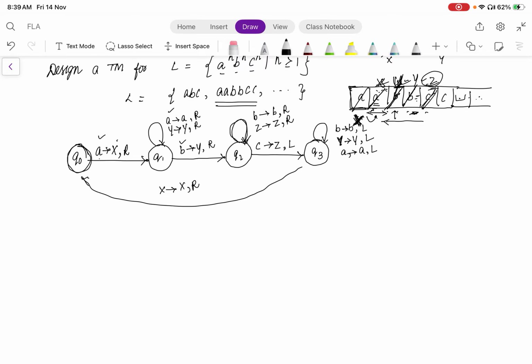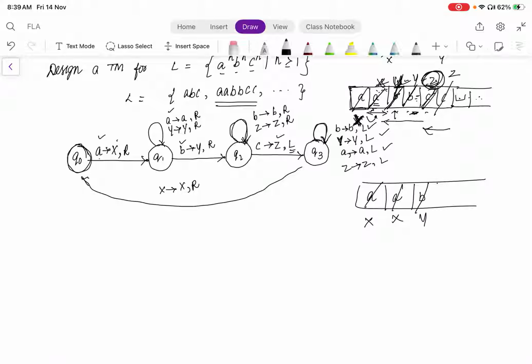Keep moving right until we find another c. So c, replace that c with z and move left. Now we are coming back left, and while coming back you can have any number of z's also. We wrote the transition for any number of b's, any number of y's, any number of a's. Now z also you should write. We don't do anything to z. We keep moving left.